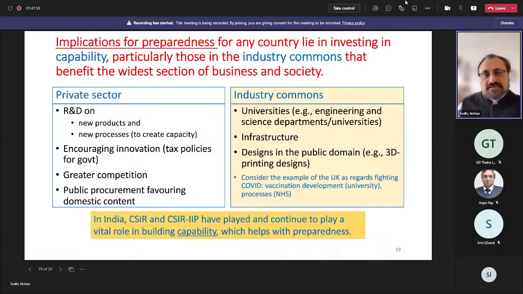In India, of course, CSIR and CSIR-IIP have played a very important role in creating that kind of infrastructure, which can then be used by the private sector. And Anjan spoke earlier about making science get out of the lab and into the field. Well, this is what industry commons also includes. You have to create the essential science Dr. Kaveri was talking about, or excellent science, but we also need organizations like the CSIR to bring it closer to the people.